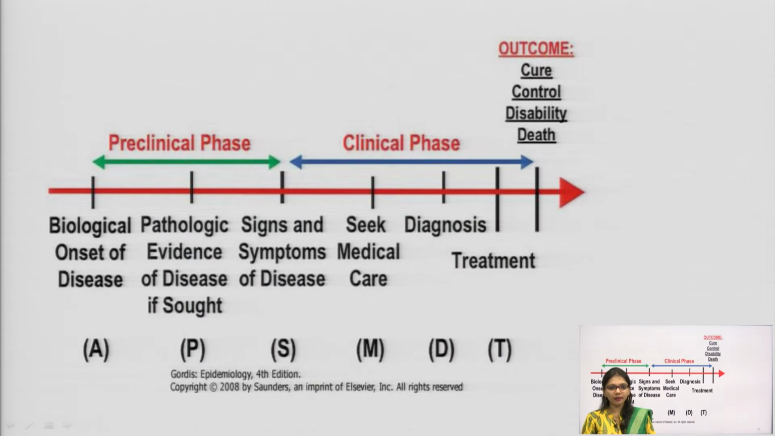Here you can see the preclinical and clinical phases. Preclinical phase means before the diagnosis, from the biological onset of disease till the diagnosis. In the diagnosis and the treatment will come under the clinical phase. Means after diagnosing a disease we can give a particular treatment or drug to a patient, then it comes under the clinical phase. In the preclinical phase, there is the biological onset of disease, and next is pathophysiology, where evidence of disease can be seen, and then signs and symptoms of a disease can be seen. Now in the clinical phase there will be seeking medical care, diagnosis and treatment, and at last you can see the outcomes, that is cure, control, disability and death.